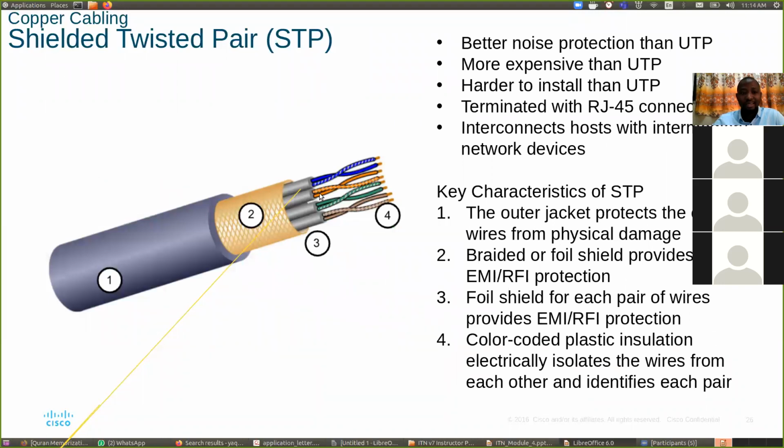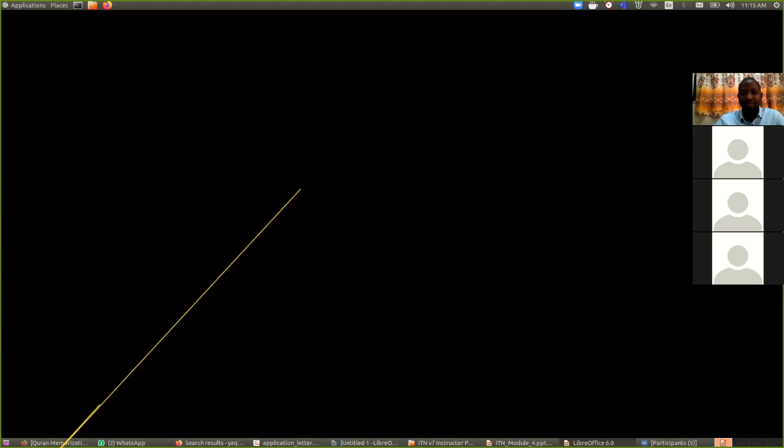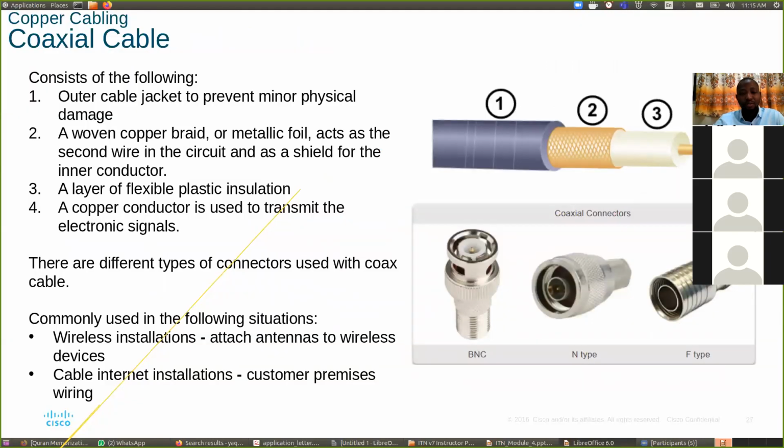So this one is the shielded one. You can see it has more protection. Like I told you, this number 2 is the shield, sort of an aluminum foil that protects the cable. So it has more protection to reduce electromagnetic interference and also to reduce crosstalk. What do you mean by crosstalk?